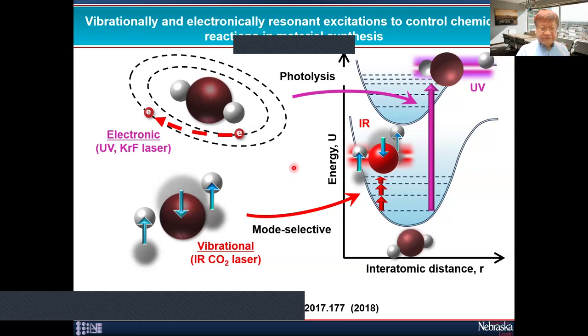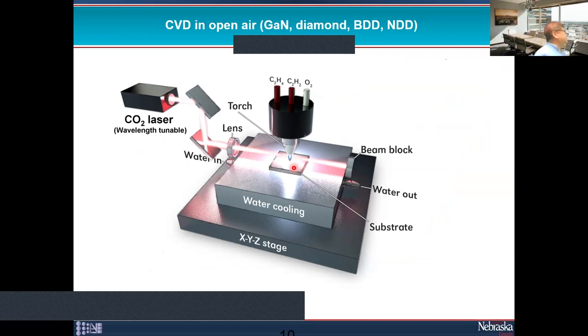One example is that we now use wavelength-tunable CO2 lasers to control the combustion of gases and to gain different kinds of chemical reactions. We can use this approach to grow diamond, gallium nitride, boron-doped diamond and nitrogen-doped diamond. Some materials show a big difference when we use lasers to control the vibration or electronic status of the molecules.